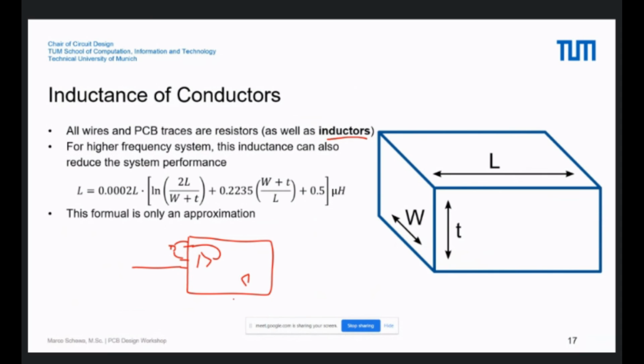Yeah, questions? One more question. Do we need to make different paths for AC and DC currents in the PCB board? What do you mean? You mean the paths, for example, resistance and capacitance? Yes.